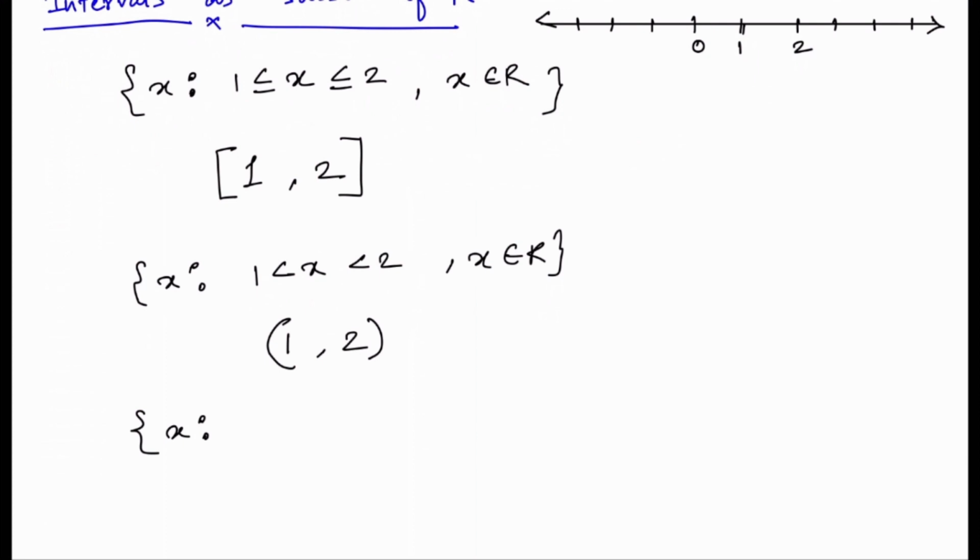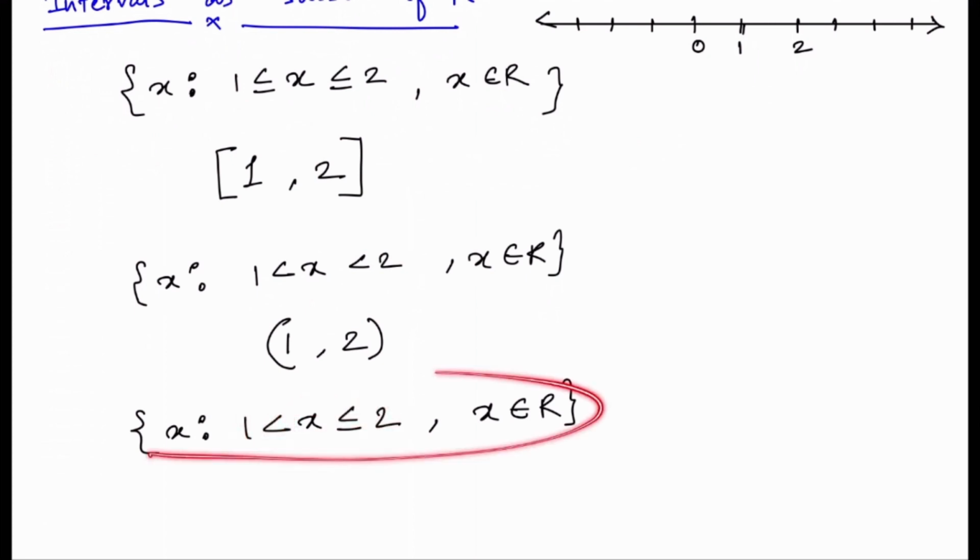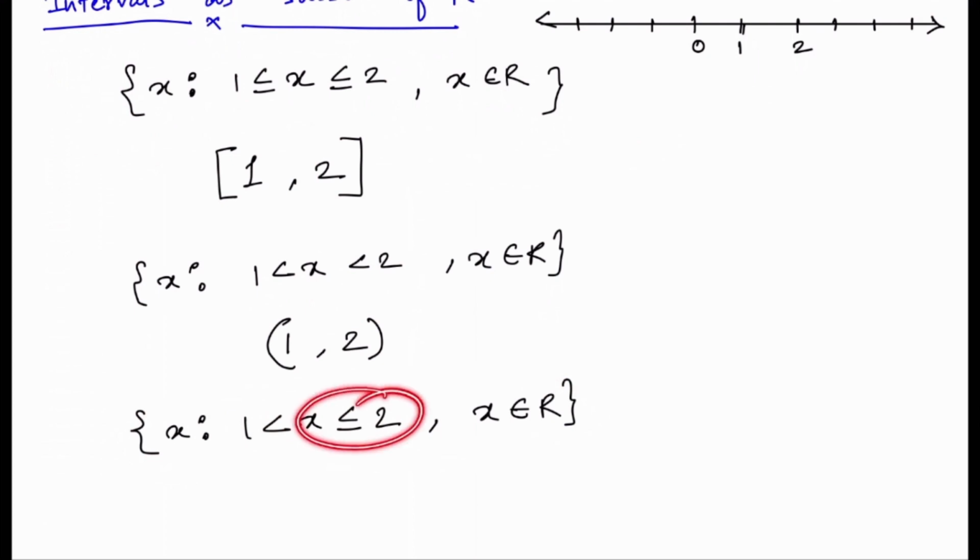X is an element such that x is less than or equal to 2 and x is greater than 1, x belongs to R. This is the third example, in which x is less than or equal to 2 and greater than 1. So all the elements in the set are less than or equal to 2, greater than 1. In this case 2 is included. You can see equal to here.